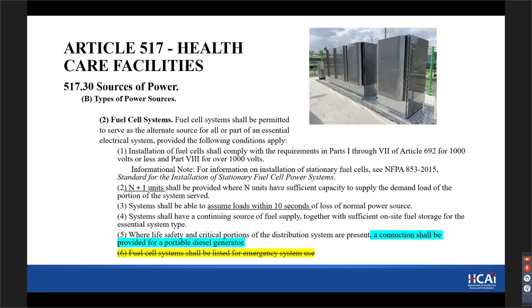So 517.30, we'll see that the fuel cell, which is an acceptable source of power for emergency power, has a requirement that if you are using the fuel cell as an emergency power source, a connection shall be made for a portable diesel generator to back up the life safety and critical systems. We see that as the code evolves, they've removed the requirement that fuel cells need to be listed for emergency system use.